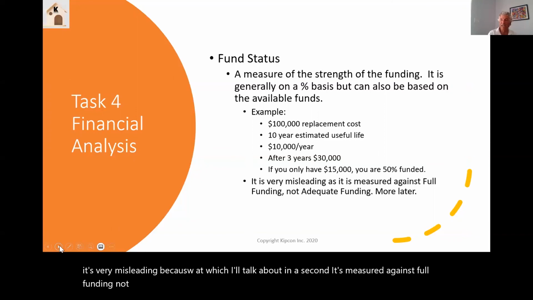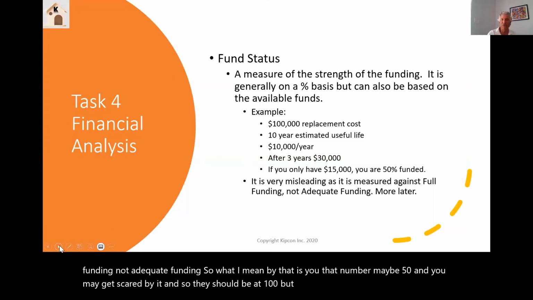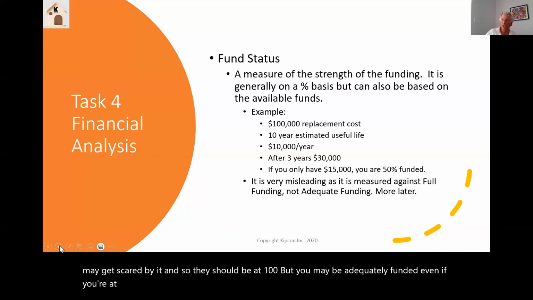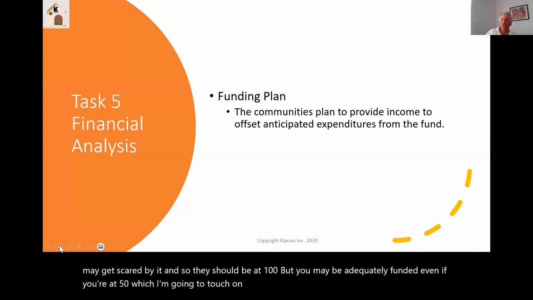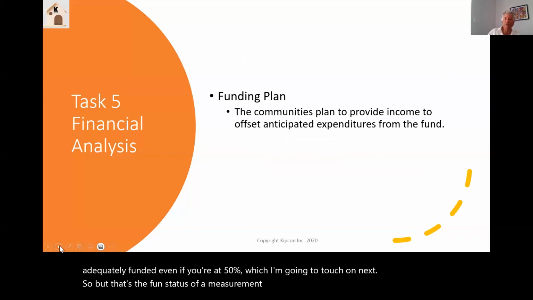What I mean by that is that number may be 50%, and you may get scared by it and say, I should be at 100%, but you may be adequately funded even if you're at 50%, which I'm going to touch on next. But that's the fund status, a measurement tool that's used. The other part of financial analysis is the funding plan.